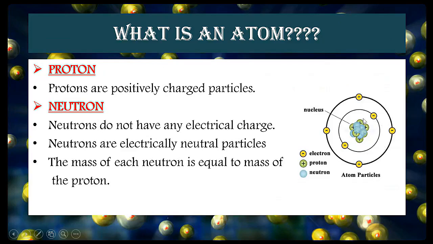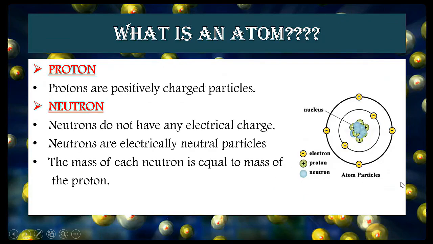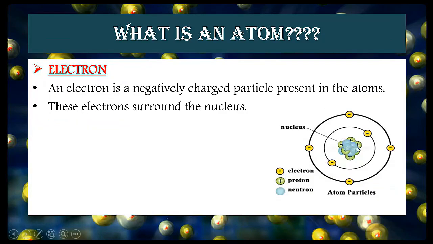The protons are positively charged, whereas neutrons don't have any charge. They are neutral. The mass of a neutron is equal to the mass of a proton. Going to the electrons, they revolve around the nucleus and have a negative charge. Since the nucleus has protons and neutrons, and the neutron is chargeless while the proton has a positive charge, the nucleus will also show a positive charge.